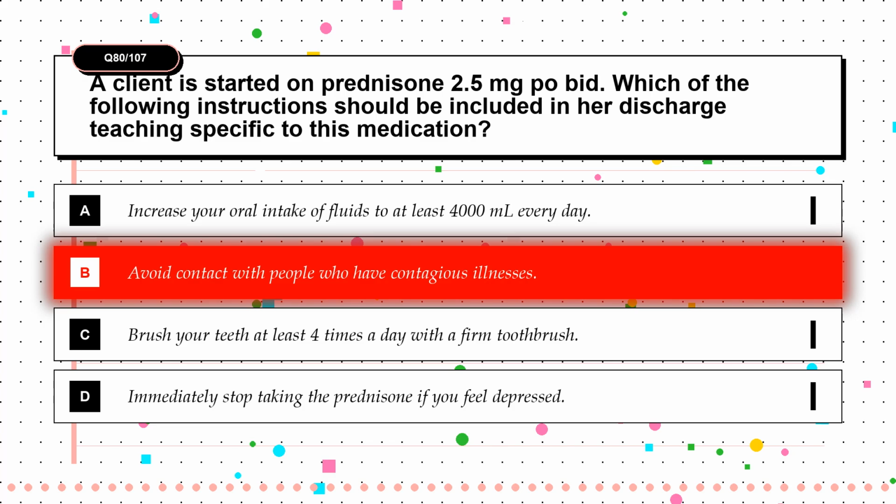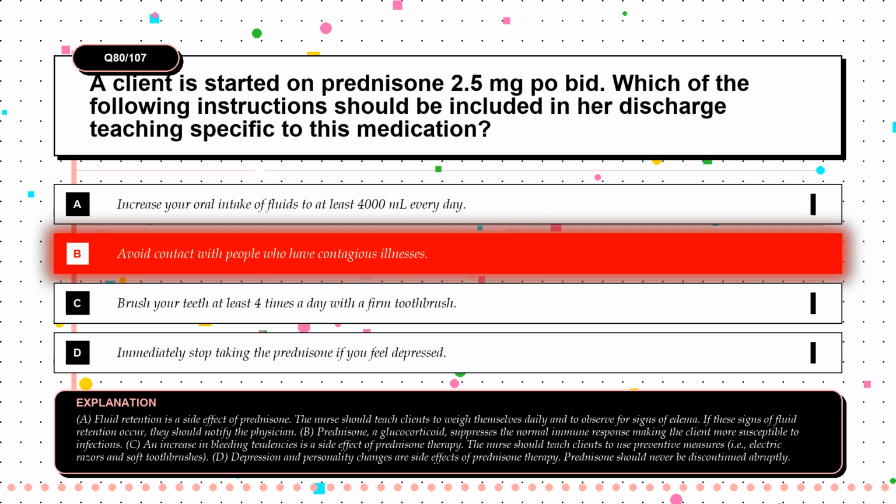The correct answer is option B. Avoid contact with people who have contagious illnesses. A. Fluid retention is a side effect of prednisone. The nurse should teach clients to weigh themselves daily and to observe for signs of edema. If these signs of fluid retention occur, they should notify the physician.